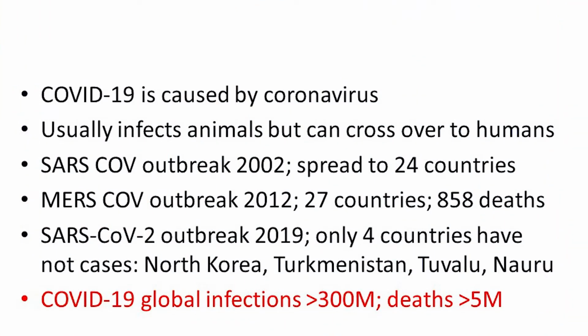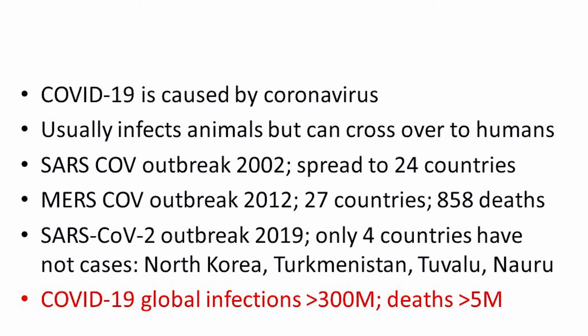Now, it is not the first coronavirus that is affecting human beings. Coronaviruses usually infect animals, but then they cross over to infect human beings, and that is where the problem is. Now, SARS-CoV-2 is called SARS-CoV-2 because there was a SARS-CoV that occurred in 2002. At that time, we didn't know that we were going to get another SARS-CoV, so it wasn't called SARS-CoV-1. It was just called SARS-CoV, and it spread to 24 countries before dying out.